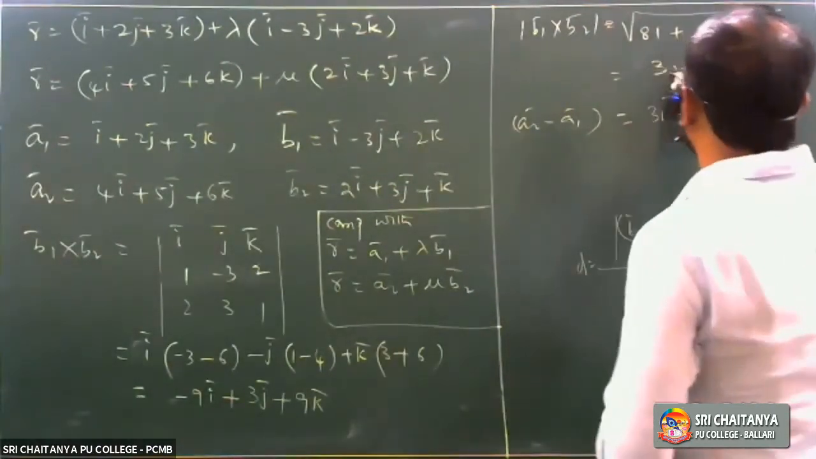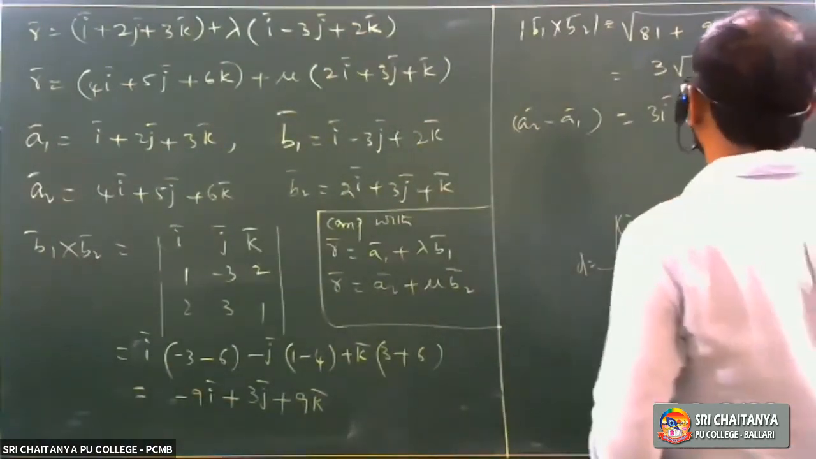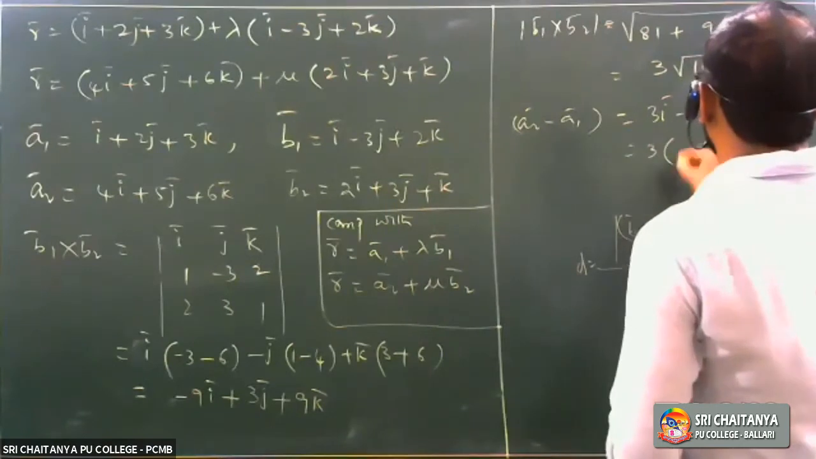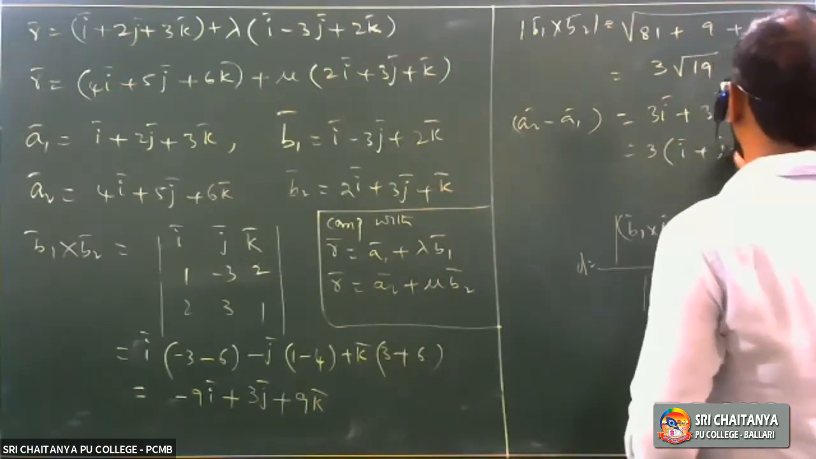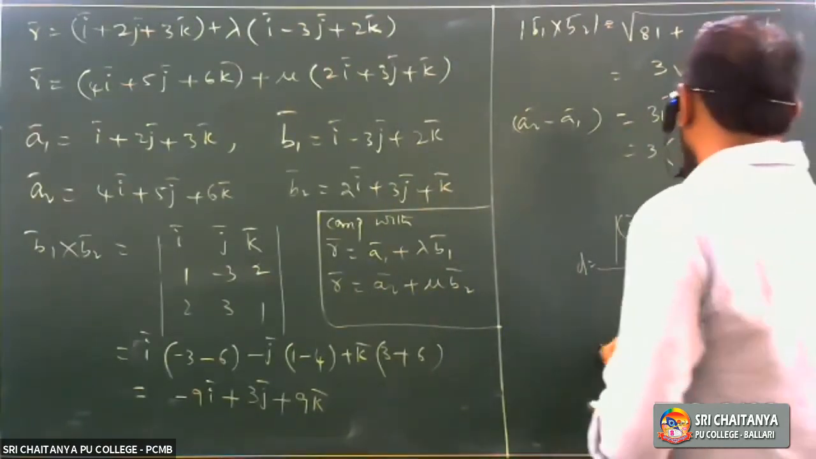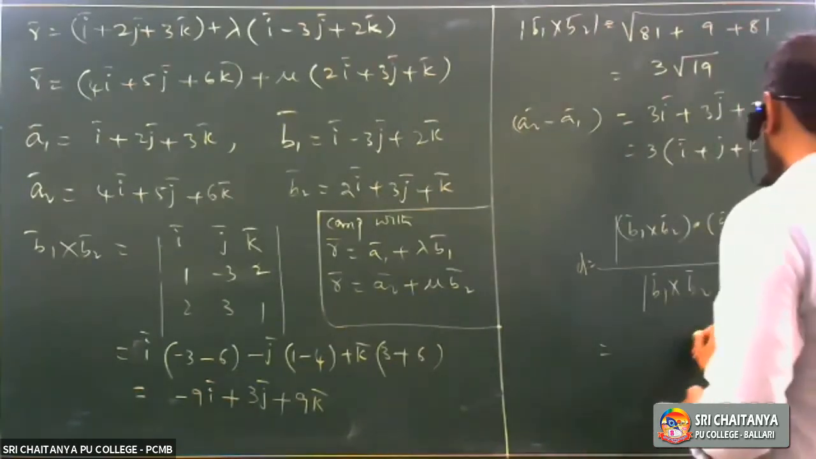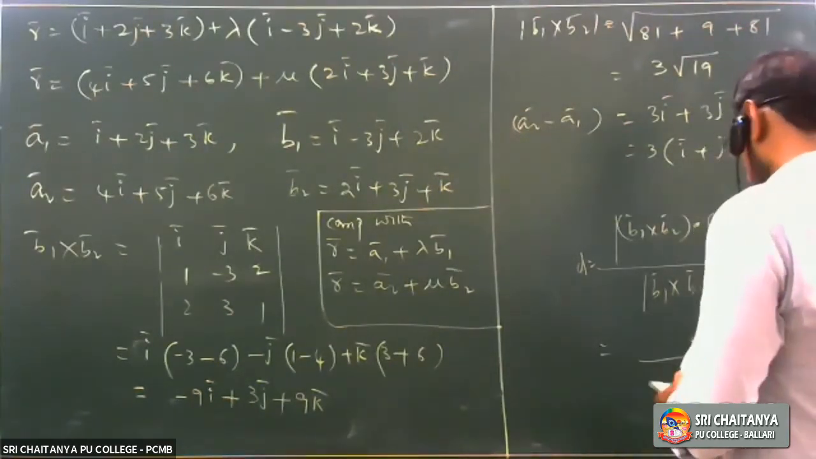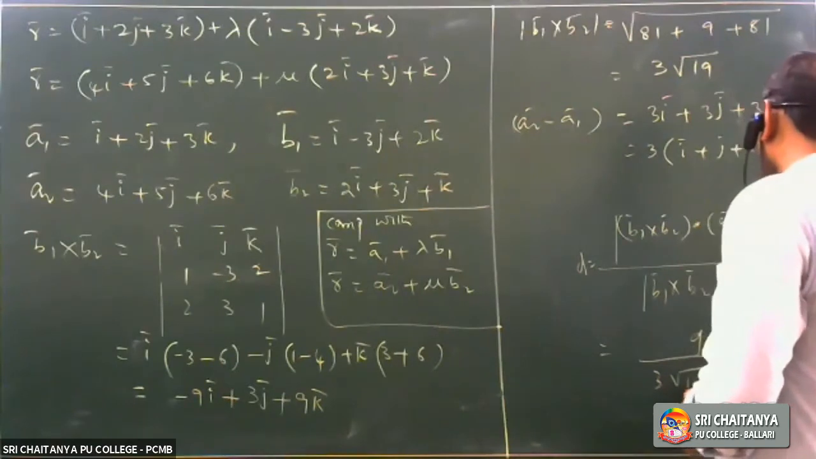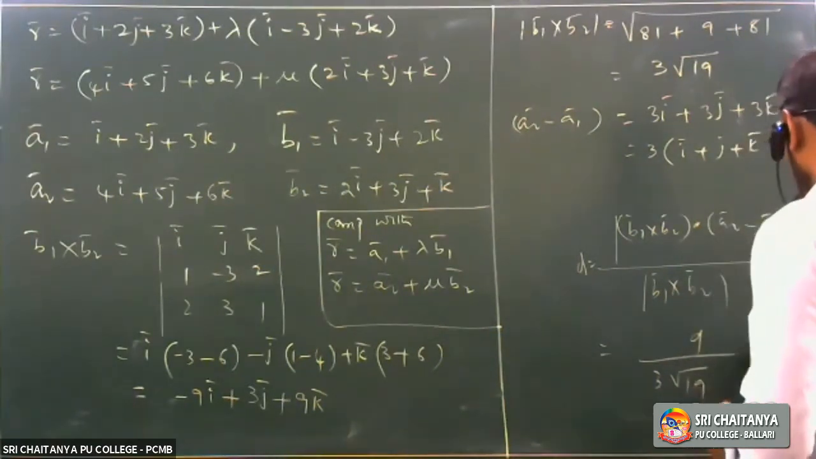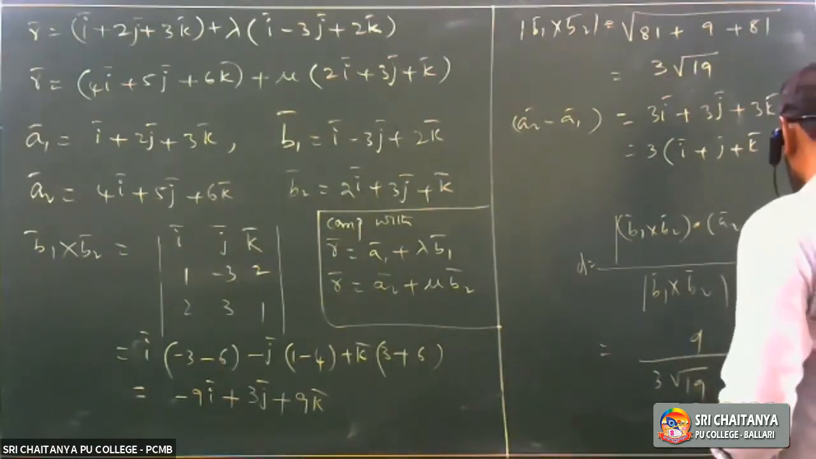This value becomes 3 root 19. And you can take 3 common, i plus j plus k here. And you are going to get the value as 9 by 3 into root 19. Simplify this, you are going to get 3 by root 19 as the answer.